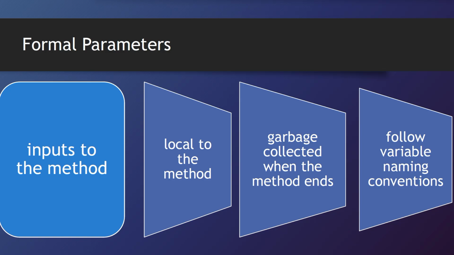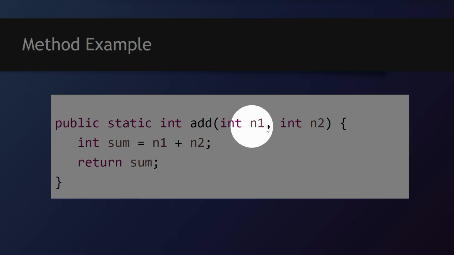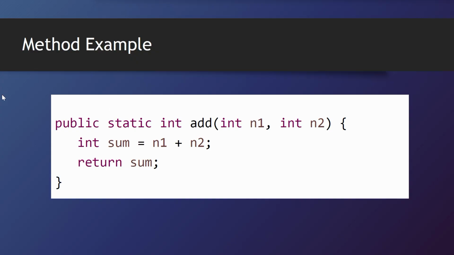Formal parameters should follow the same naming conventions as variables, lower camel case without underscores, and descriptive of the information they contain. Our example method has two formal parameters, both of type int, n1 and n2. We can use n1 and n2 inside the method, but they cannot be accessed outside of the method, and they will be released for garbage collection when the method ends.